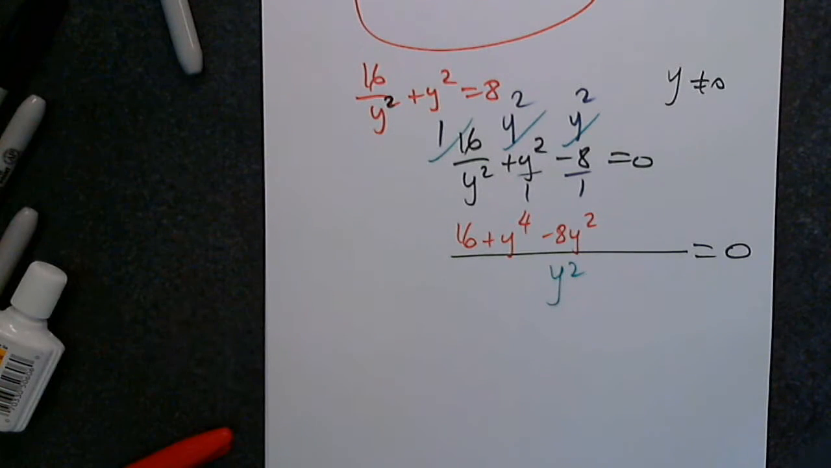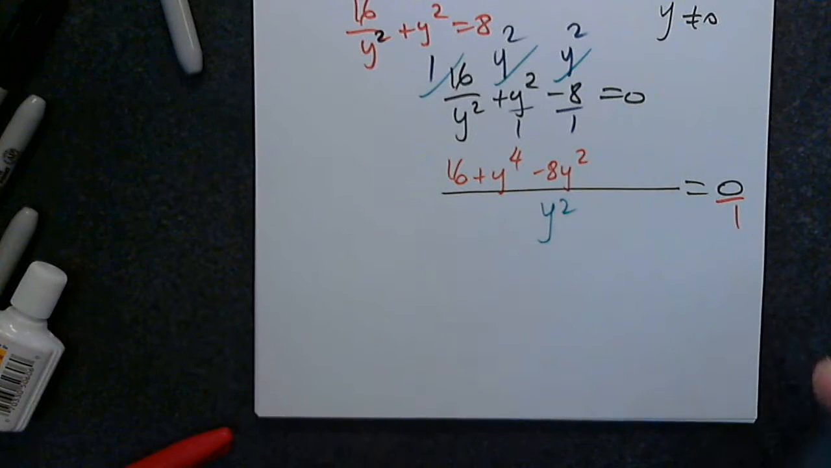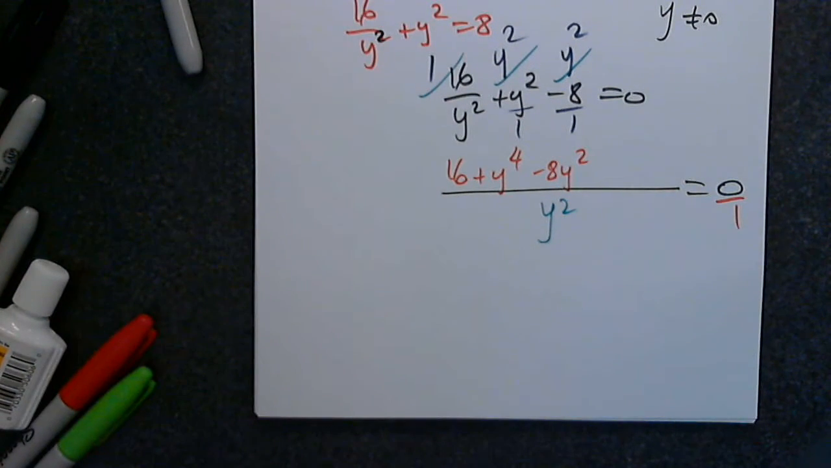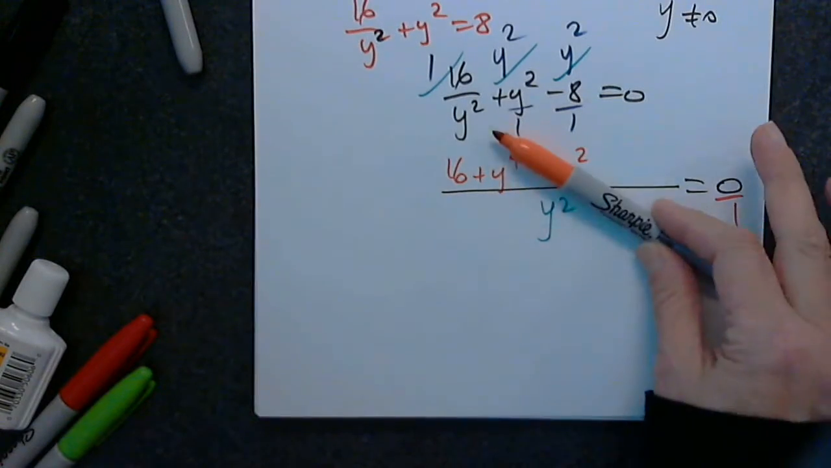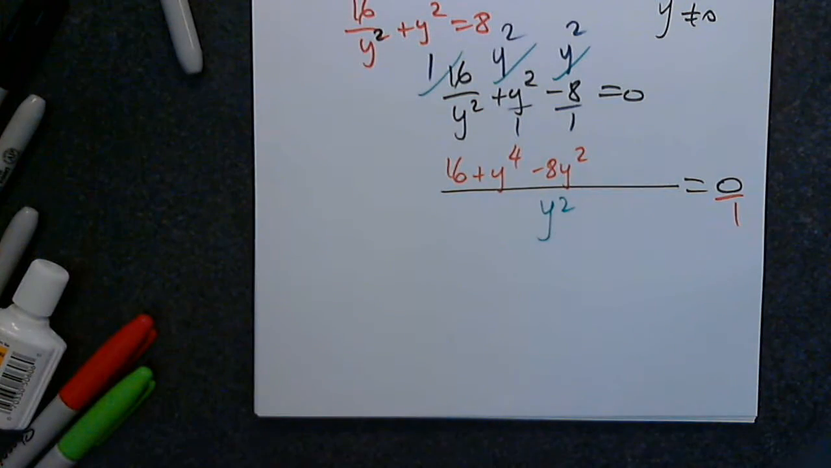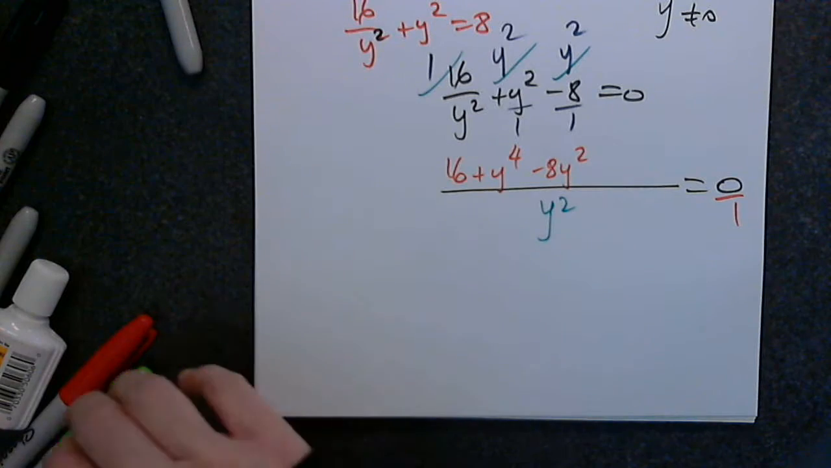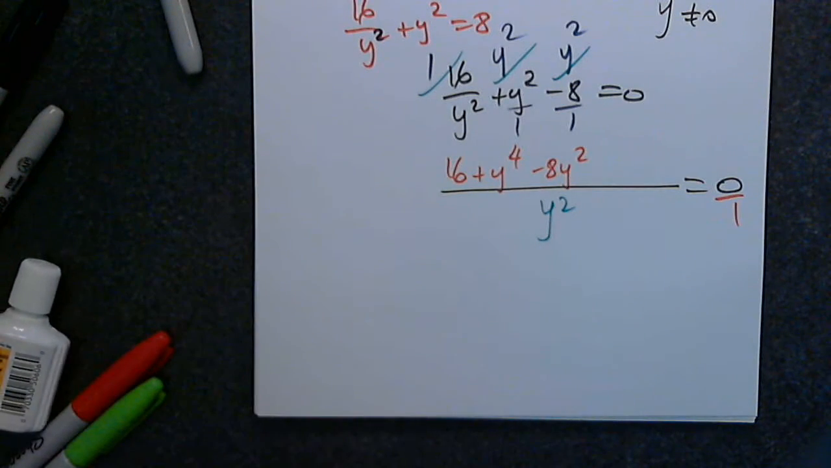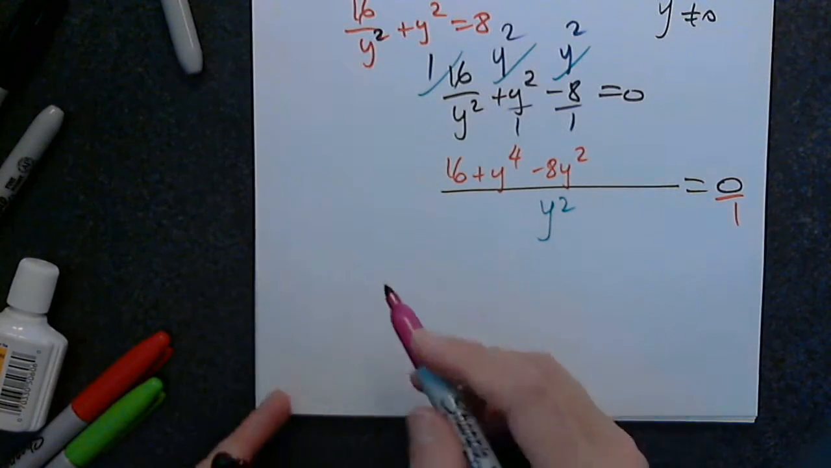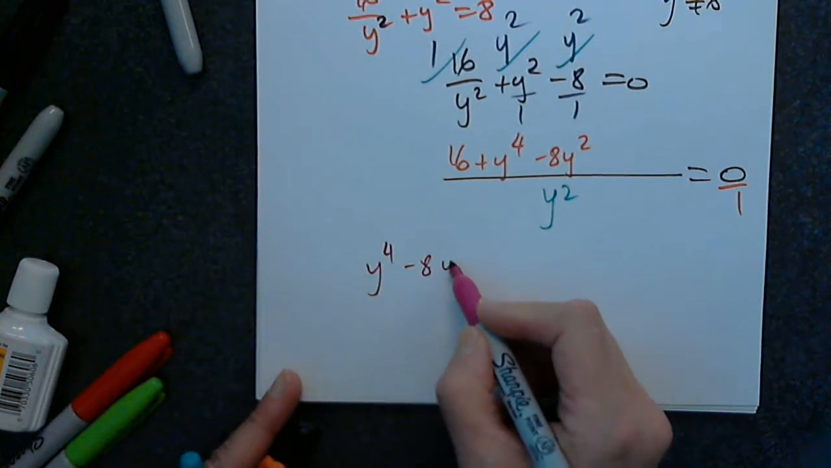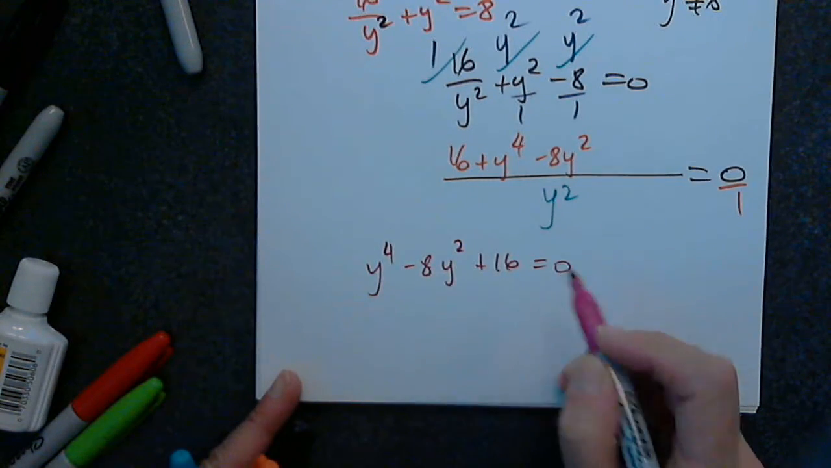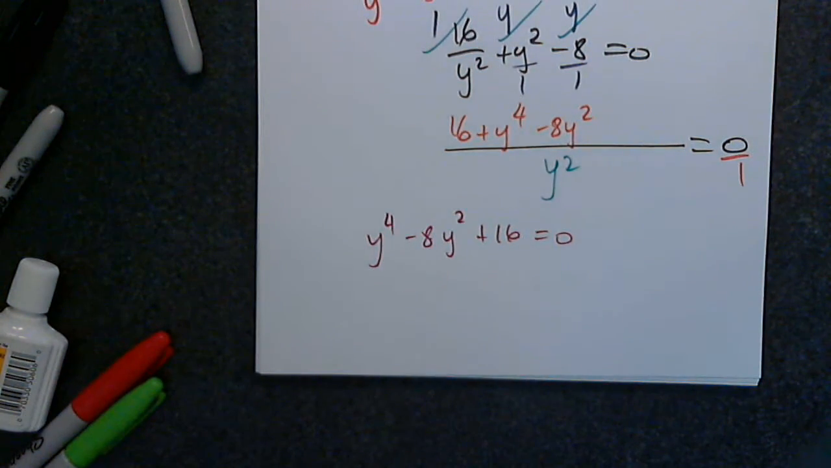When is a fraction 0? Or you say it's over 1 and you cross multiply. When is a fraction 0? And the answer is when the numerator is 0, or cross multiply. Excellent, thank you very much. So y to the 4th minus 8y squared plus 16 equals 0. It has to be arranged in descending order. And now we have to dig deep again.